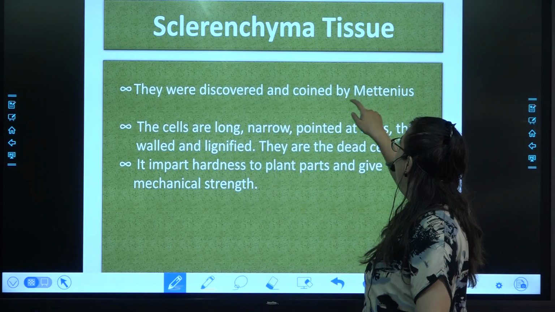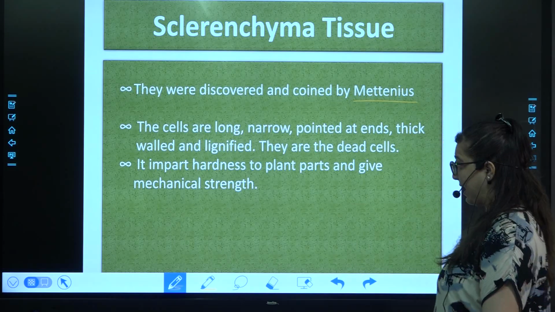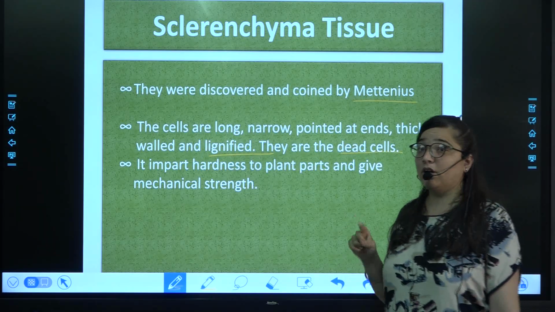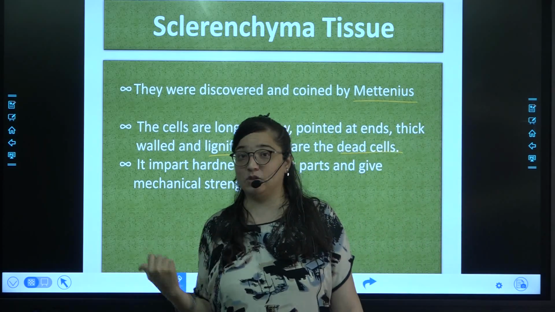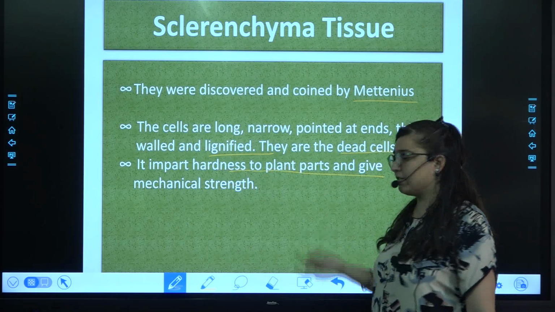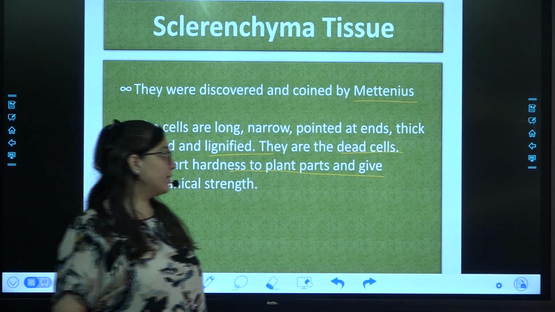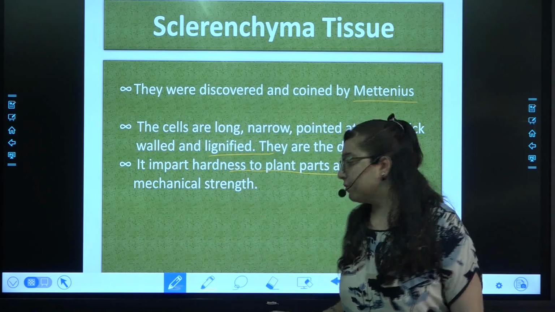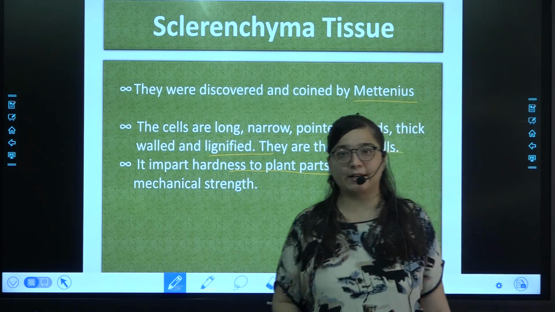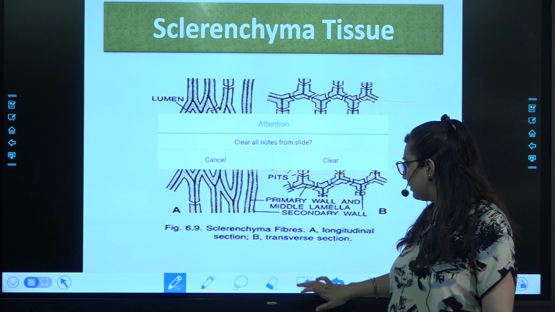They were discovered and coined by Mettenius. They are long, narrow, and pointed towards the end, and the walls are lignified. They are dead cells. Remember, the first two tissues were living cells, while these are dead cells. It imparts hardness to the plant parts and gives mechanical strength. Whichever part you are learning, you have to keep in mind that they are a part of tissue, and ultimately they are giving mechanical strength to the plant. Now let's move further. This is how they are divided.